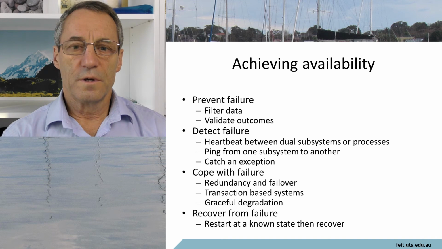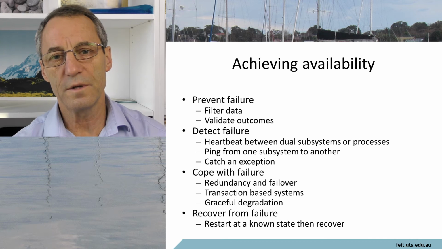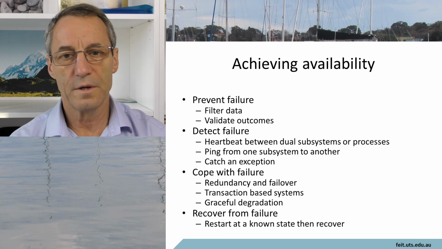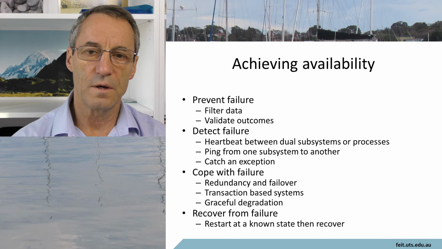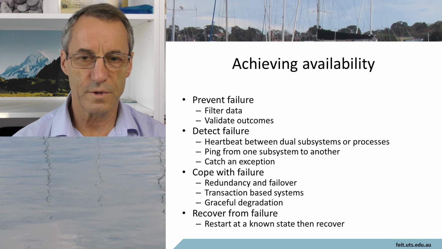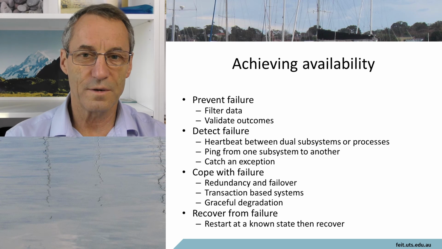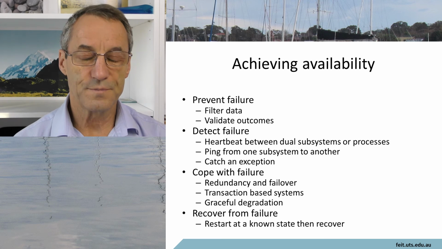Tactics for achieving availability. Classically, we try to prevent failure by, say, filtering data or validating outcomes. So we detect potential causes of failure beyond bad code. Our code is good, all right? So all that's left is the incoming data. We can detect a failure.